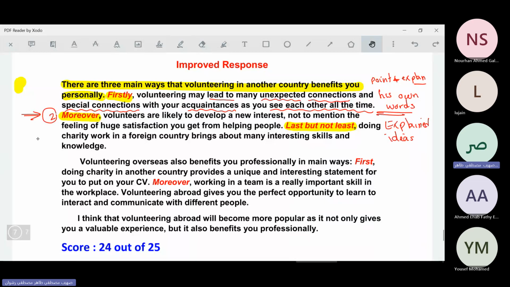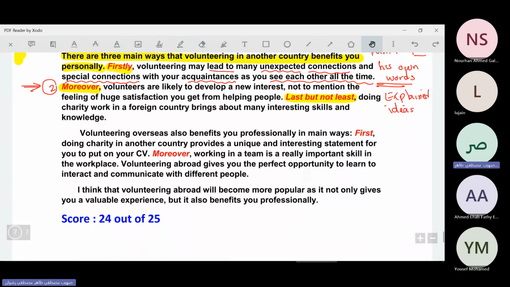A lot of vocabulary here is used based on the knowledge of the student, not based on what is given in the text. And when he moved to the second bullet point, he also started with a very, very clear communication. Volunteering overseas benefits you professionally in many ways. So anybody who reads the paragraph here will identify that the student is going to write about the professional benefits. So always keep your communication clear.